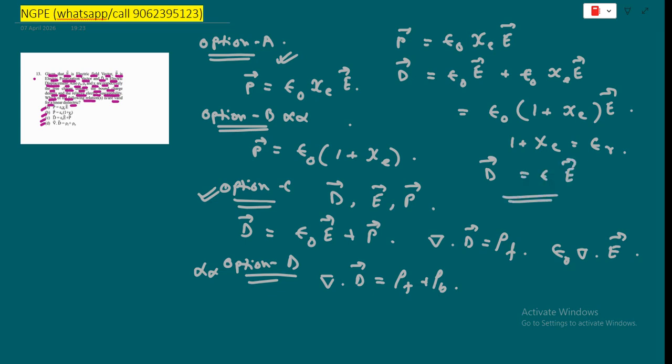So what's the final score? Option A is correct, option B is incorrect, option C is correct, and option D is incorrect. So the final answer is options A and C are valid relations.